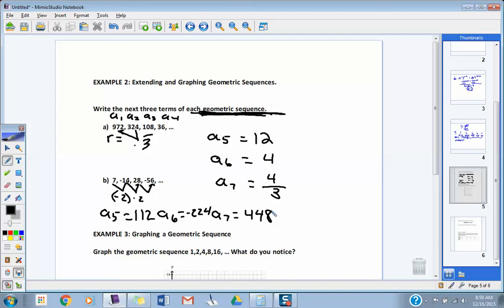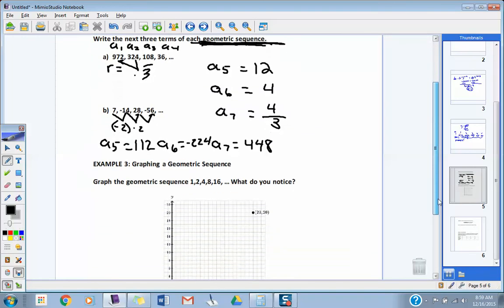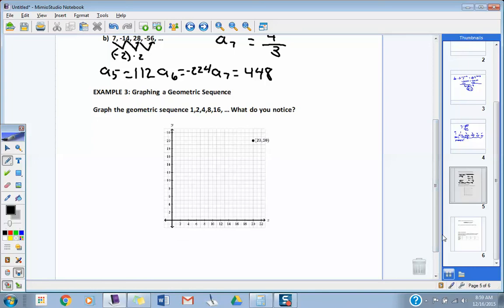Yep. It was times 0.3 repeating here too. Timesing by 1/3 is the same as dividing by 3. Okay? So divide by your times. Yep, we were timesing by 0.3 repeating there. So if I take -56 times... Got it? And then you're going to go 112 times -2 again to get your next term, okay?